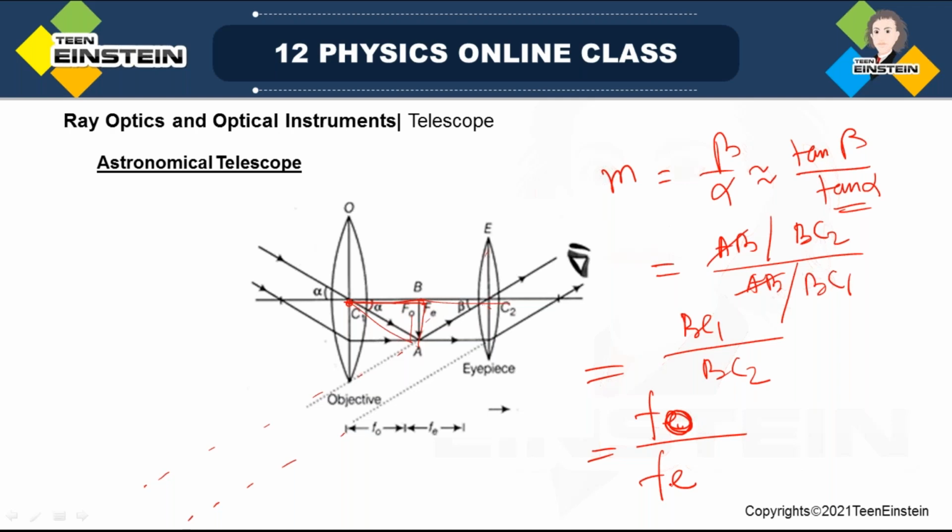So in this case, see the sign of the magnification, you can see this is positive. What does this mean? You will be able to see an erect image over there. Erect image. All right, so you can see the factor 1 plus Fe by D is missing here.